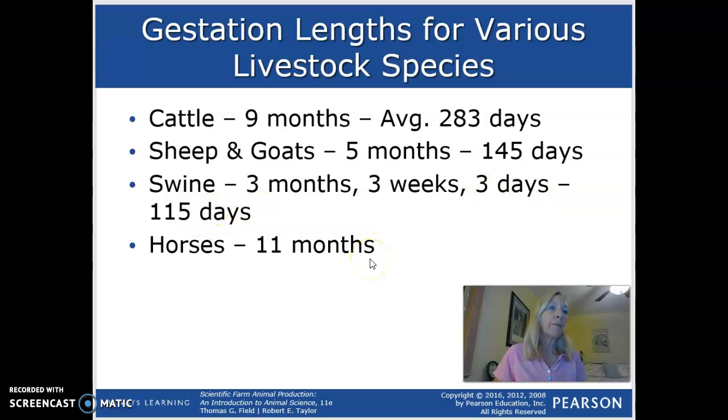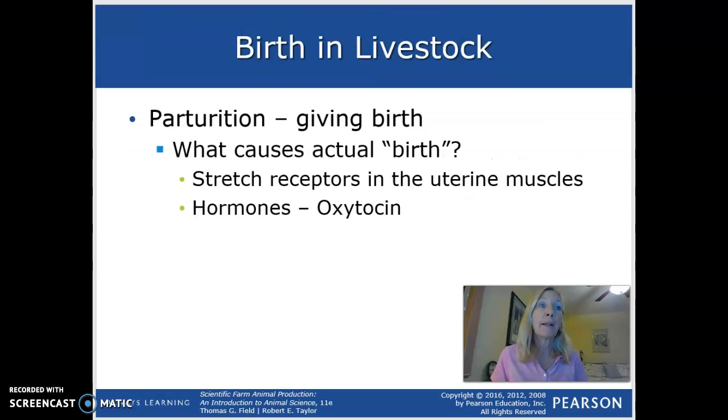And then horses are pregnant for almost a year, 11 months. And if a horse is bred to a donkey and is carrying a mule for a baby, then I believe the horse is pregnant for 12 months. Little known fact. So after gestation, of course, is the term parturition. Parturition is a term in livestock used for giving birth.